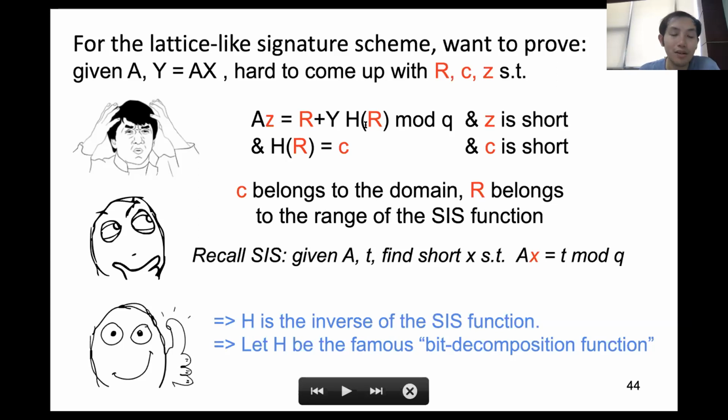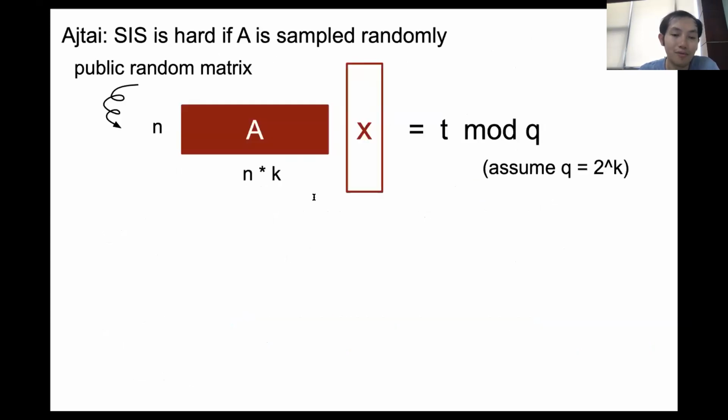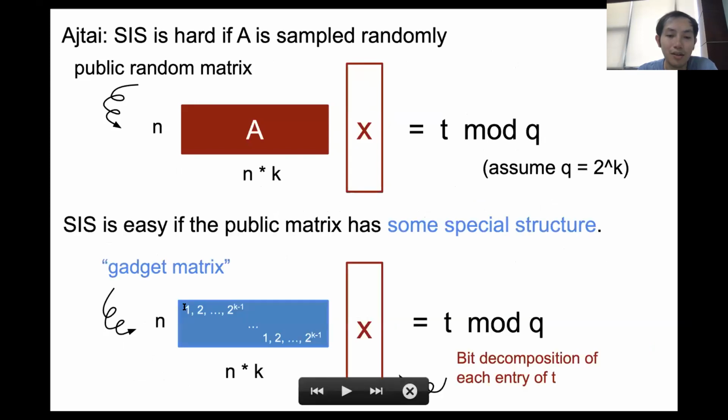But in fact, SIS is easy if the public matrix has some special structure. For example, the public matrix looks like the following. Almost everywhere the public matrix is 0, except the first few entries of the first row are 1, 2, 4, 8, up to 2 to the k minus 1. The second row starts from the next position with 1, 2, 4, 8 again. With such a shape, solving SIS for this matrix is actually simple, because we can just take the bit decomposition of T as the short solution.